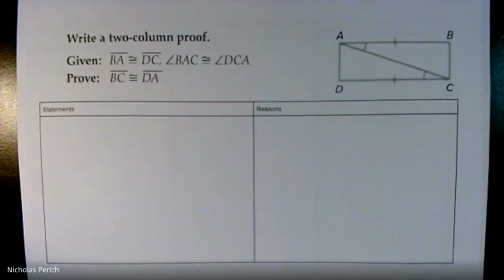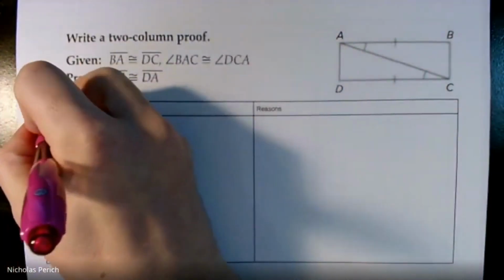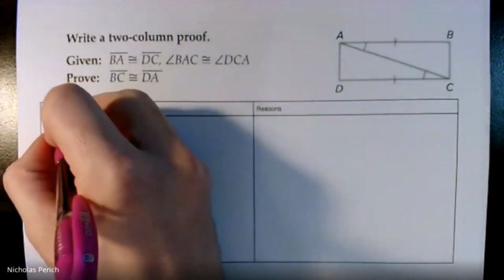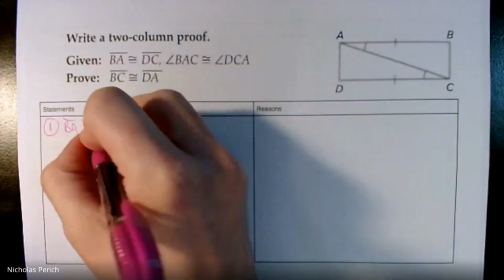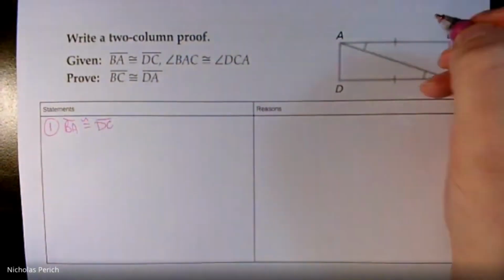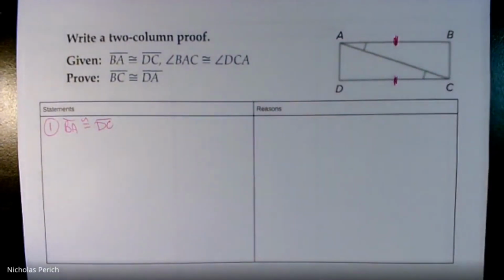Proof 1 of 5 proofs. Write a 2-column proof. I'm given BA is congruent to DC. So one side BA is congruent to side DC. So that's this guy, that's this guy.